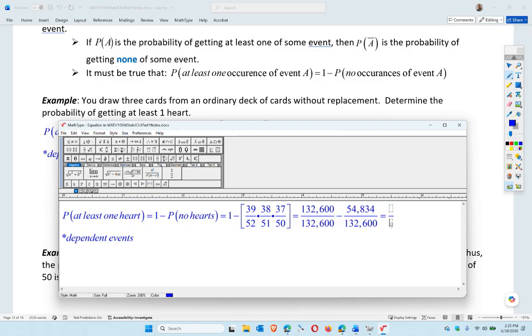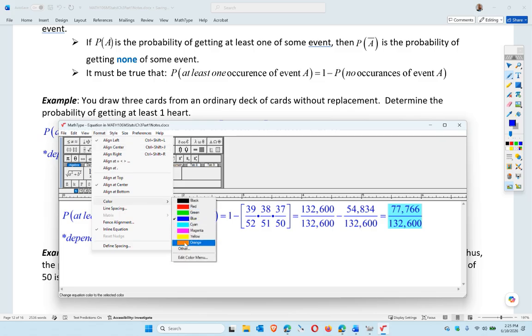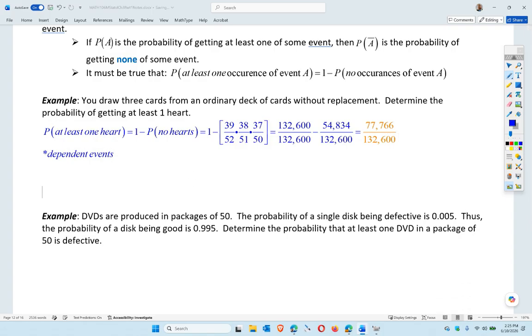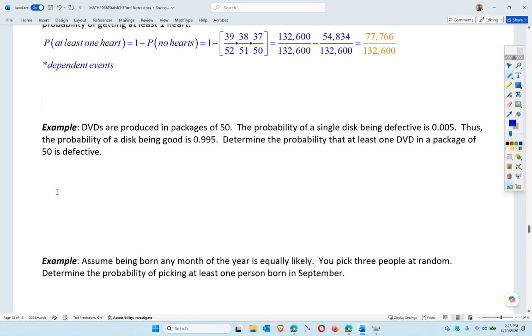Okay, so you put that on the bottom. So that minus that is going to be 77,766. Okay, can I simplify that fraction? Sure. Simplifying fractions is a guideline, not a rule, and you can convert to a decimal too if you want, but that's not absolutely necessary. Okay, so let's look at the DVD one here.